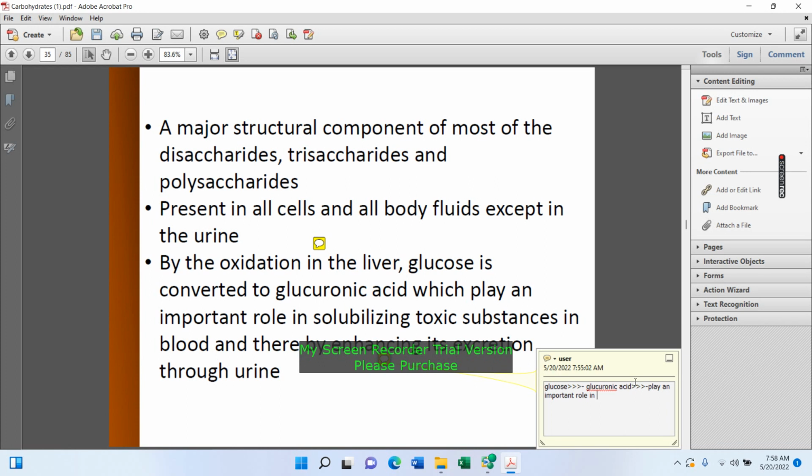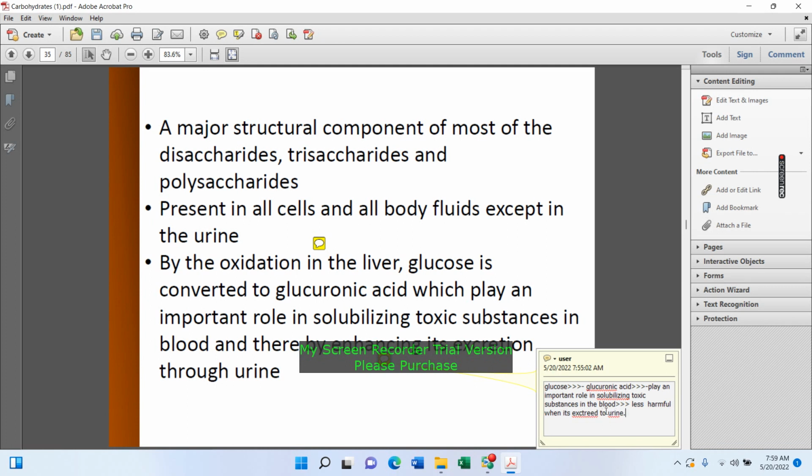Glucuronic acid plays an important role in solubilizing toxic substances in the blood, so it is less harmful when it's excreted in the urine.